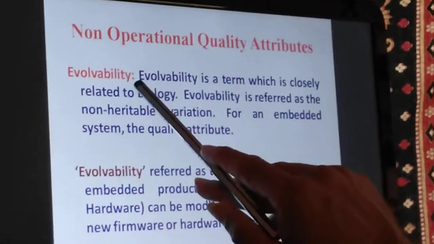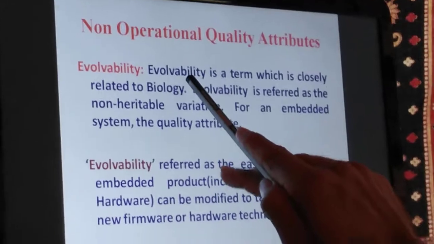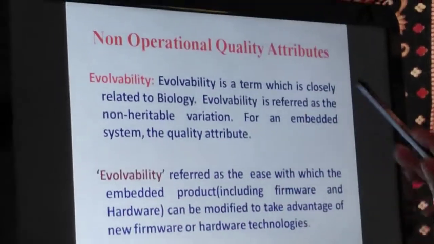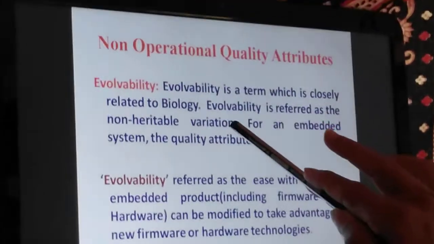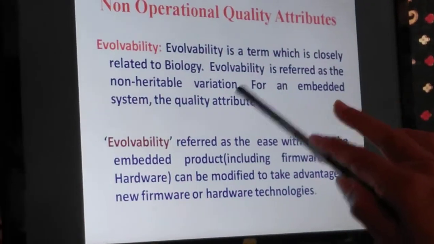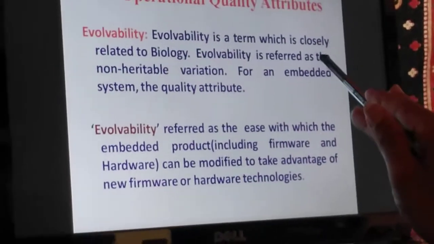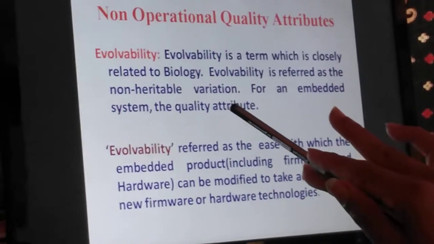Evolvability. This is very important. Evolvability is a term which is closely related to biology. Evolvability is referred to as a non-heritable variation. For an embedded system, the quality attributes.